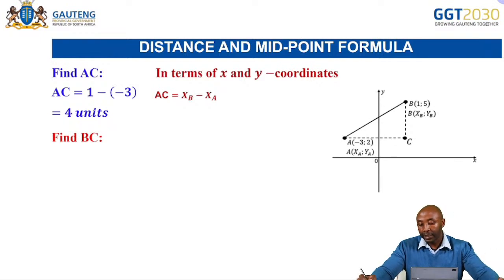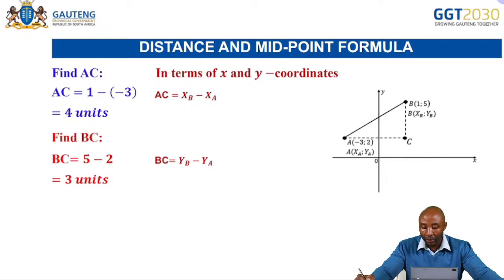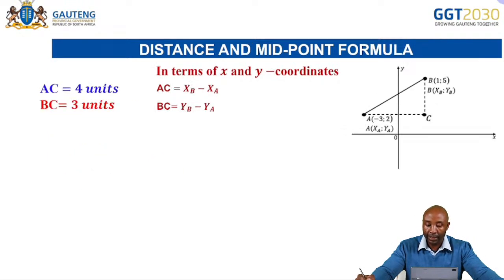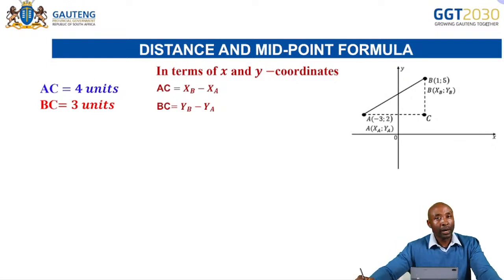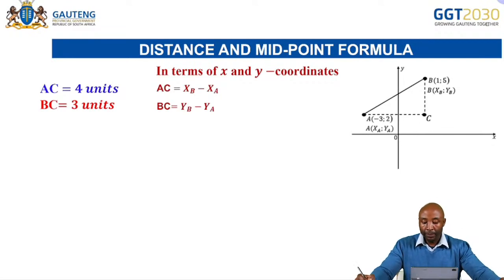And if we look at the vertical distance BC, we subtract the y value at point C from the y value at B. We said the value at yB is 5, and the y value at point C, we said it's 2, and that will give us the distance. Now, we have AC in terms of x, we have it as xB minus xA, and we got it as 4 units. And we have our BC as yB minus yA, and we have it as 3 units.